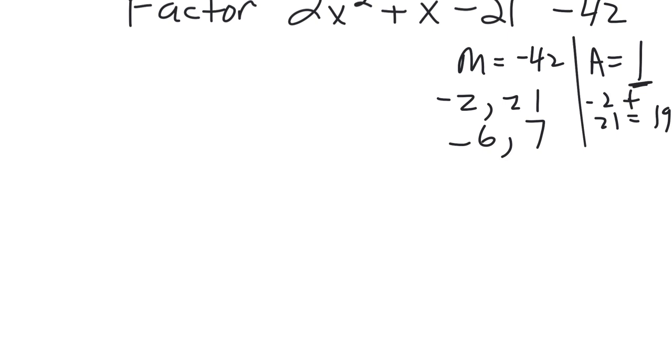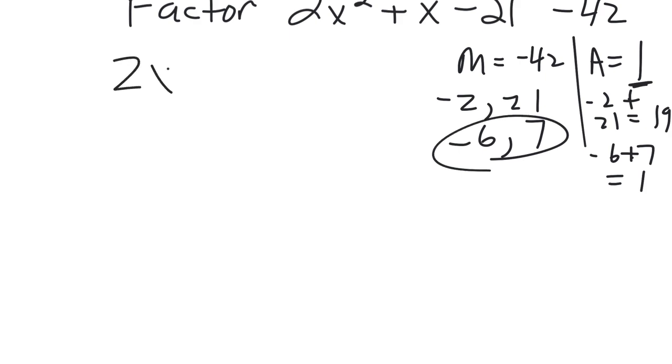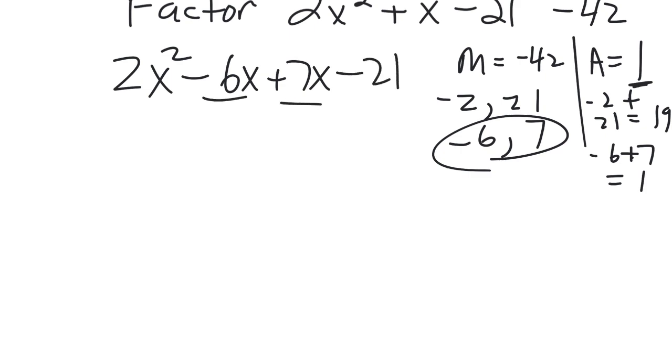Negative 6 times 7 is 42, but again, I got to get a positive one, so when I add those together, I will get a positive 1. So these are the numbers I want to use. So here I go: 2x squared minus 6x plus 7x minus 21. I've rewritten the two terms that I had written down from 1 into 2.